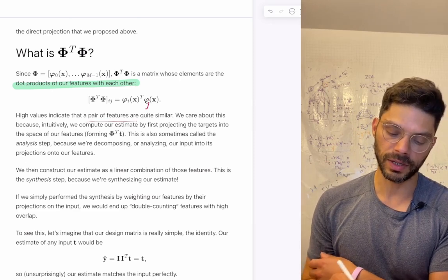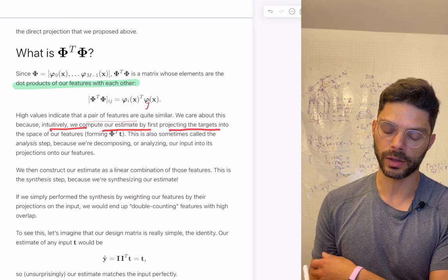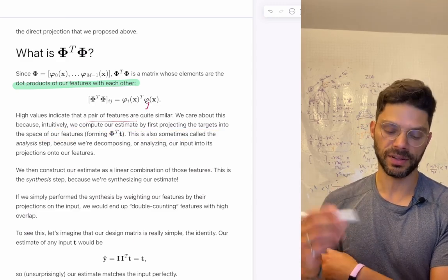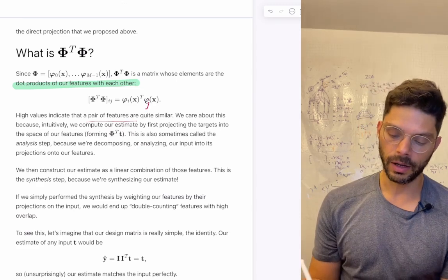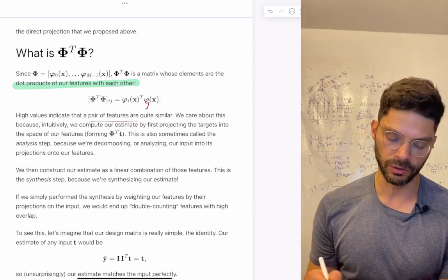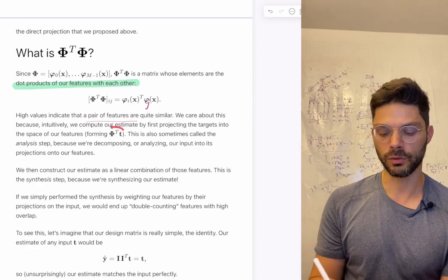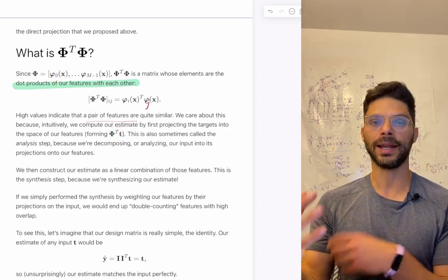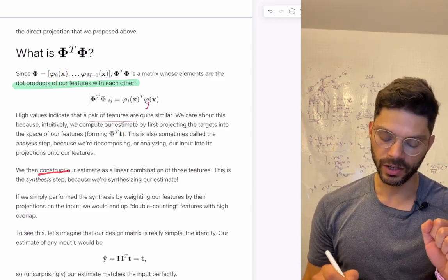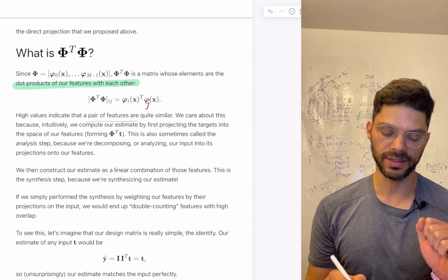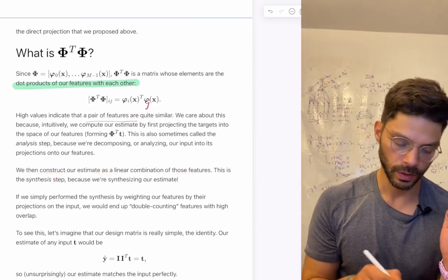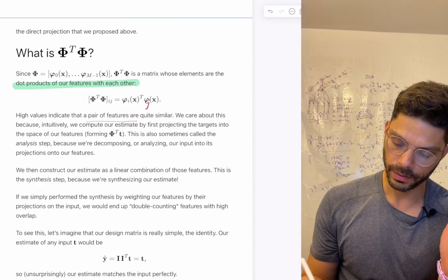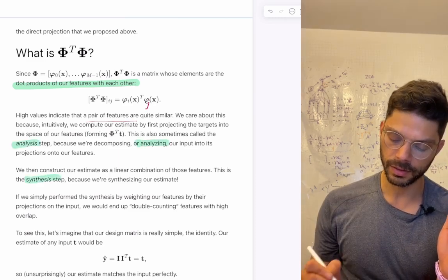Now we care about this because intuitively we compute our estimate by first projecting the targets into the space of our features. That's the very first step. This is also sometimes called the analysis step because we're decomposing or analyzing our input into its projections onto our features. Remember, this is equivalent to taking each one of these features and finding its overlap with the targets. We then construct our estimate as a linear combination of those features, and this is the synthesis step because we're rebuilding things again. So there's analysis and synthesis.